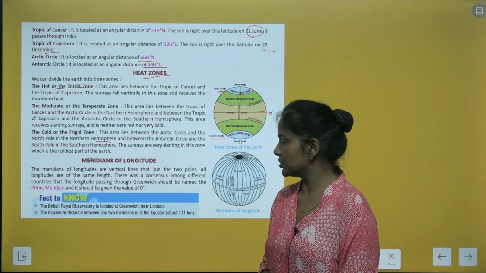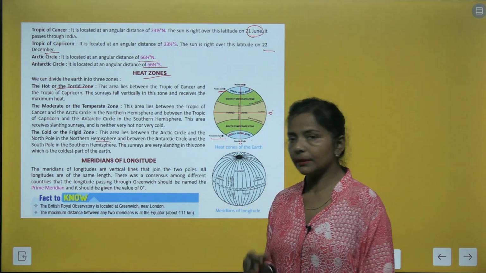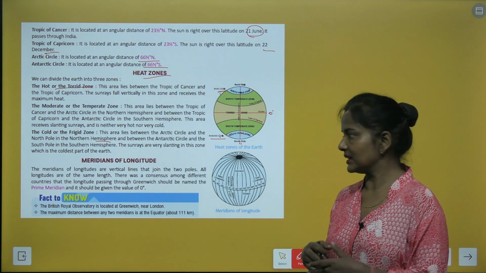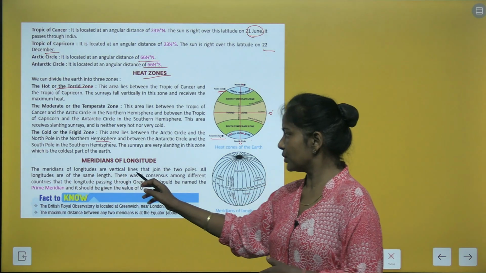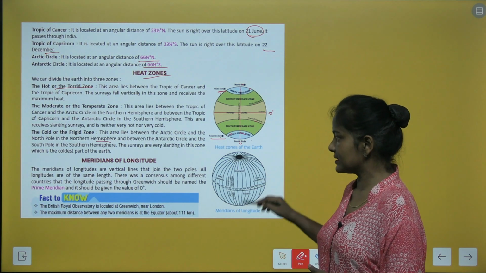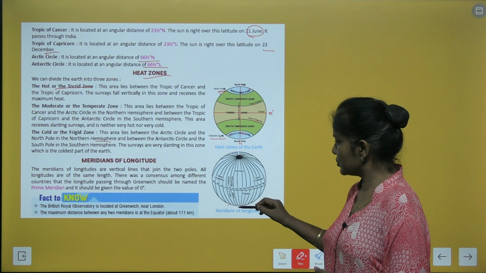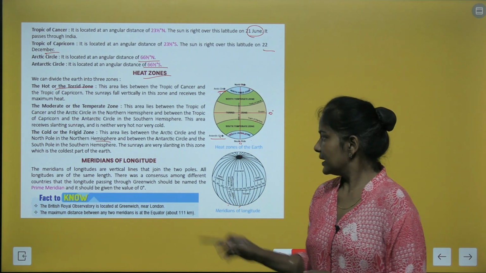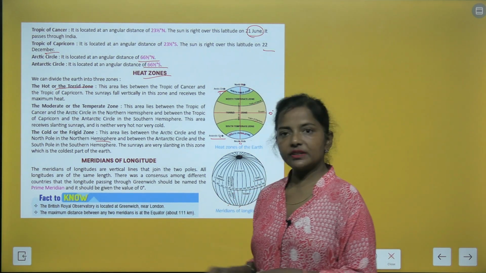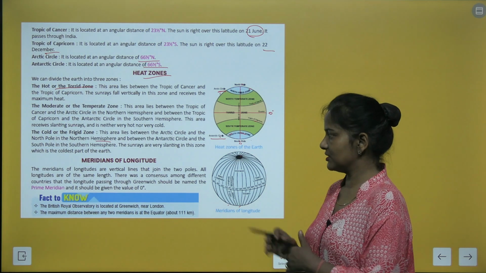मेरिडियंस ऑफ लॉन्गिट्यूड. अब लॉन्गिट्यूड्स क्या है? वर्टिकल लाइंस. द मेरिडियंस ऑफ लॉन्गिट्यूड्स आर द वर्टिकल लाइंस दैट जॉइन द टू पोल्स. ये वर्टिकल लाइंस दोनों पोल्स को जॉइन करती हैं. All longitudes are of the same length. सबकी लेंथ एक जैसी है.